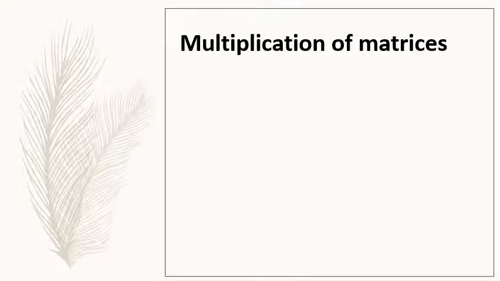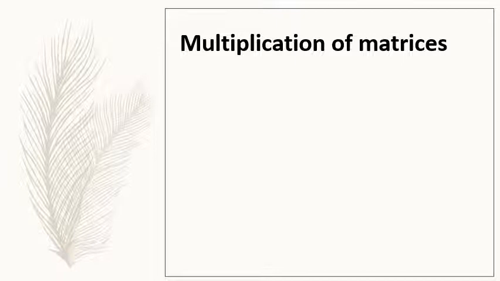Multiplication of matrices. In the previous video, we saw how to add two matrices, how to find the difference between two matrices, and how to find scalar multiplication of matrices. So now we can discuss how to multiply two matrices. Let A and B be two matrices. Then we can multiply A and B if they satisfy some condition.